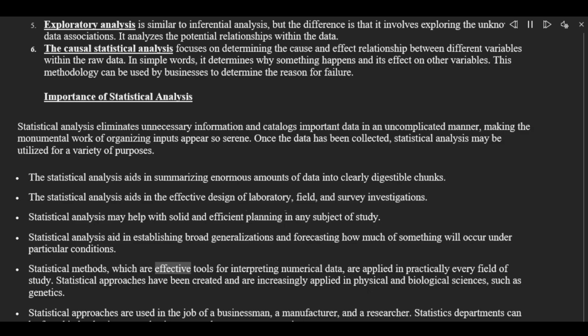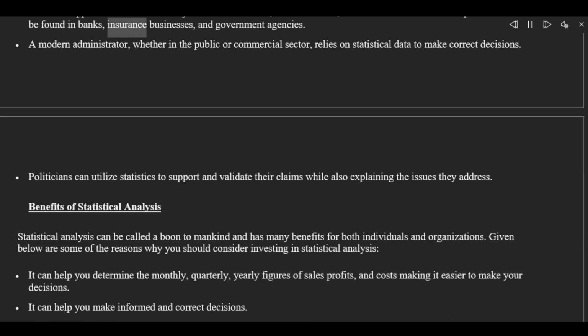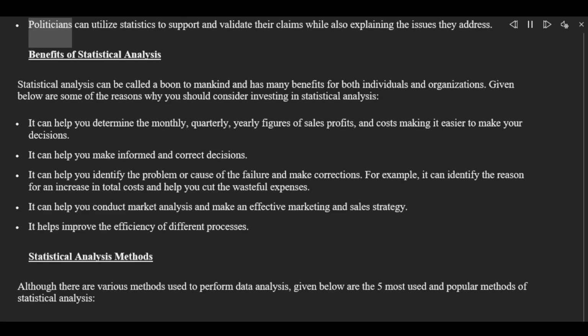Statistical methods, which are effective tools for interpreting numerical data, are applied in practically every field of study. Statistical approaches have been created and are increasingly applied in physical and biological sciences, such as genetics. Statistical approaches are used in the job of a businessman, a manufacturer, and a researcher. Statistics departments can be found in banks, insurance businesses, and government agencies. A modern administrator, whether in the public or commercial sector, relies on statistical data to make correct decisions. Politicians can utilize statistics to support and validate their claims while also explaining the issues they address.